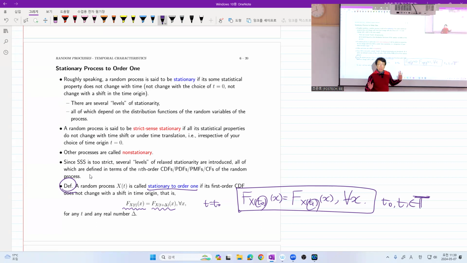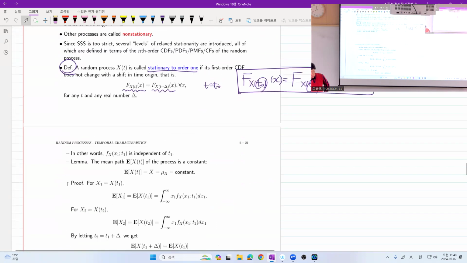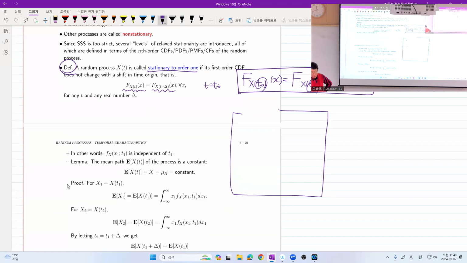You are right. However, in order to extend this definition to stationarity to order 2, 3, n, you need this one. Got it? Now, before we move to stationarity to order 2, let's see the interesting commonalities of stationary random processes to order 1.